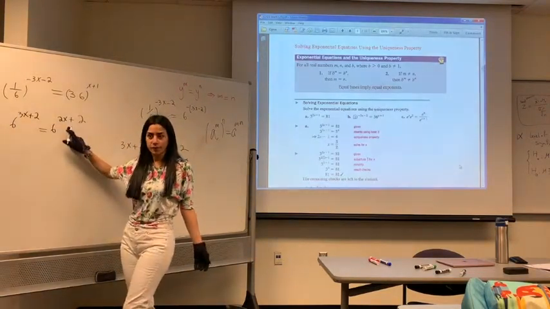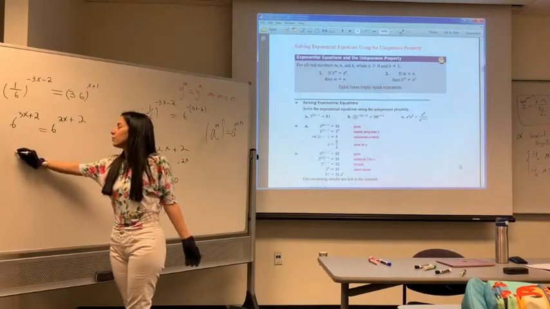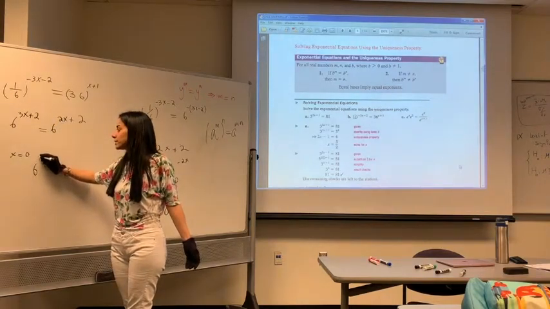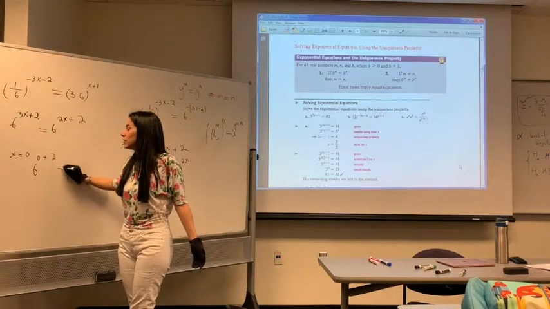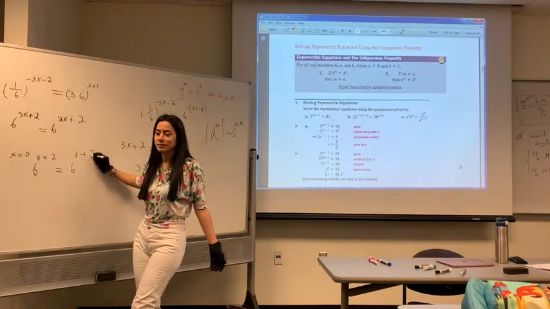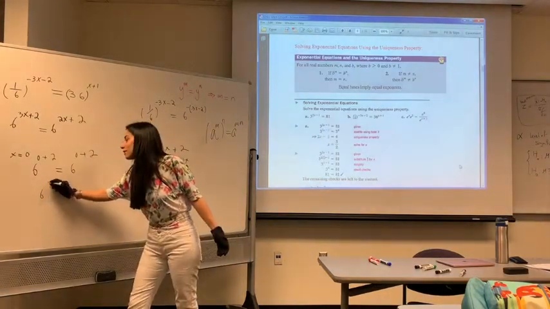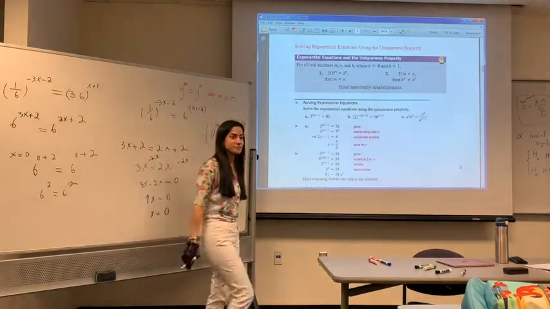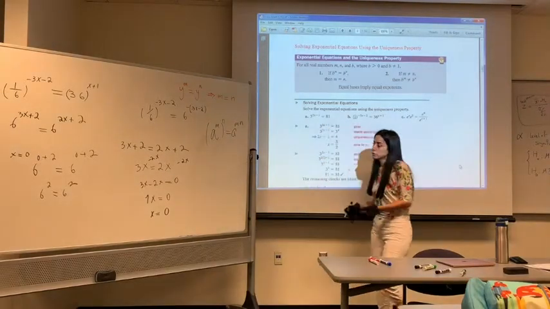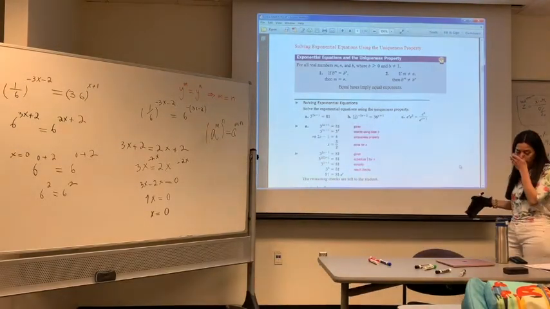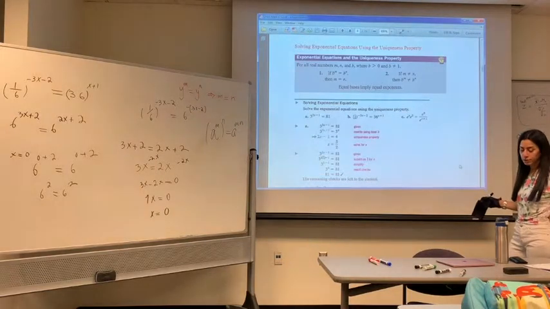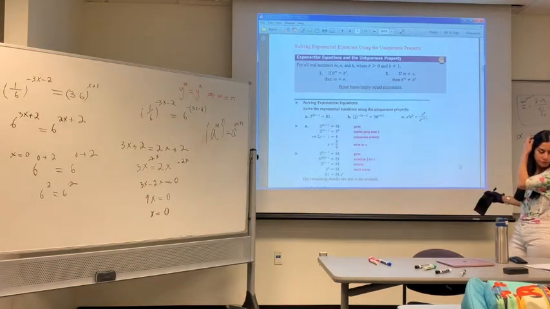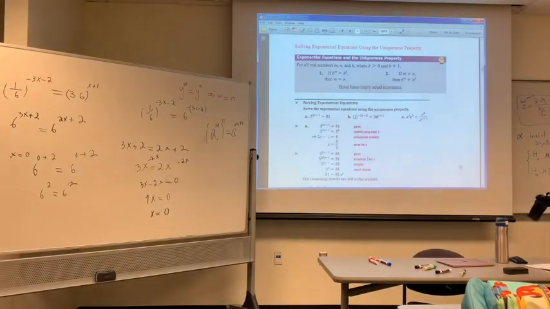This was the simplified form, right? So we want to write down x equals 0 to see what happens. We have 6 power 0 plus 2 equals 6 power 0 plus 2, which are exactly the same, right? So 0 is the answer for this equality in any step. If we simplify that, before simplification, it's the same.